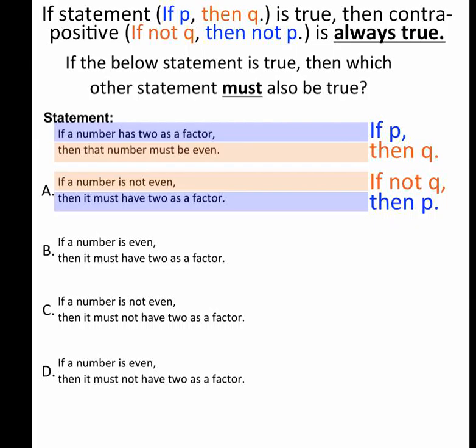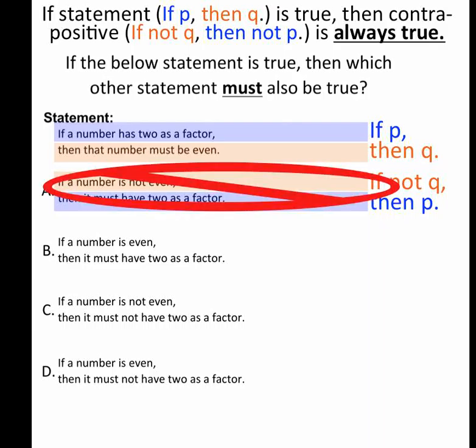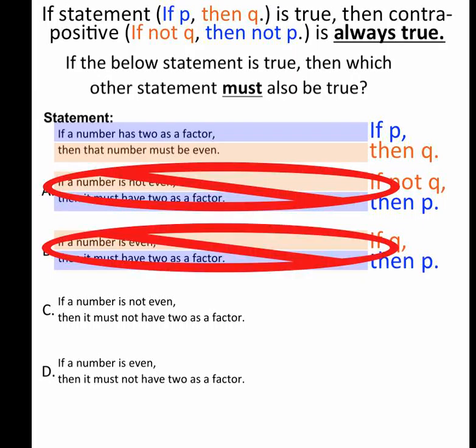So the first part of my statement was what I needed for my contrapositive, but not the second part. So that is not my contrapositive, so that is not my answer. The next one, if a number is even, well, that's just my Q part again. So I know it can't be the contrapositive because I want if not Q. This one is if Q, then P, so that is not my contrapositive.